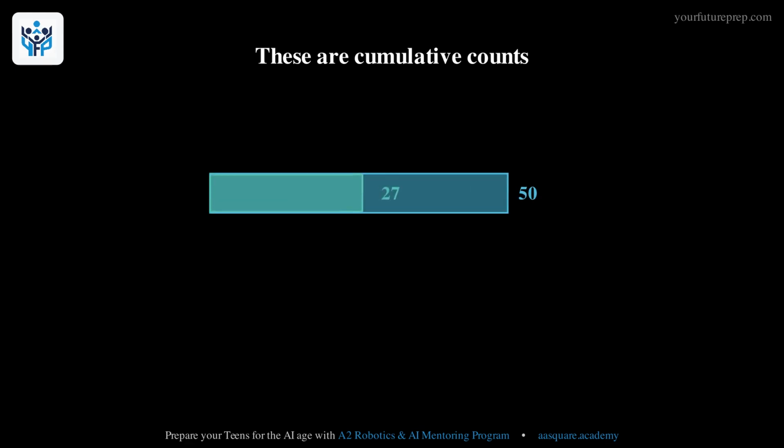Let's picture it as bars, all lined up on the left. 50 students scored at least 80%. So that is the longest bar. Inside it, 27 scored at least 85%. 13 scored at least 90%. And only 5 scored at least 95%.